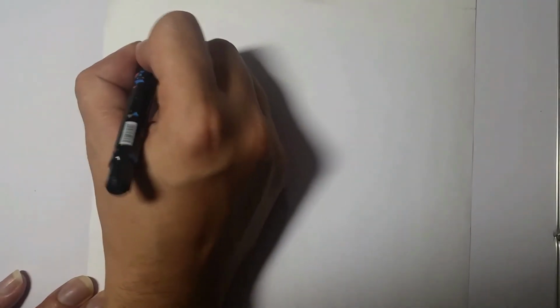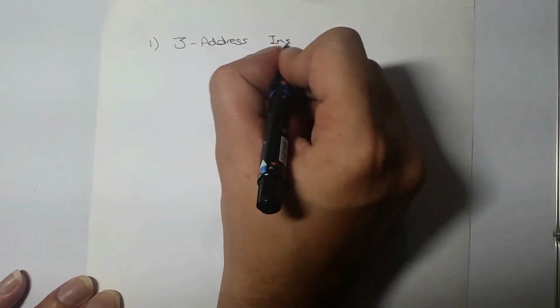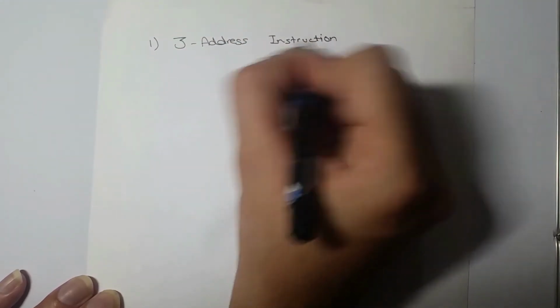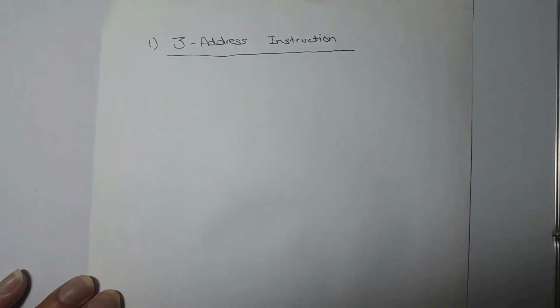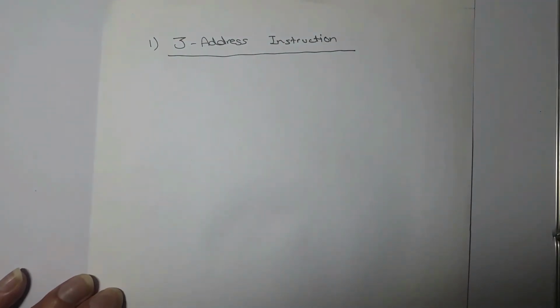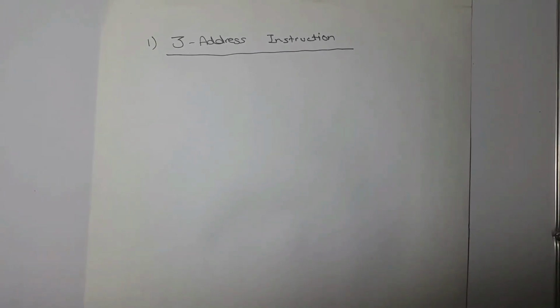Now we'll see how to classify them on the basis of the number of operands. On the basis of number of operands, these can be classified into four types. The first is three address instructions. Three address instructions, as the name suggests, will have three addresses in the instruction. So let's take an example for all of these. The example I'm going to take is to add two numbers.